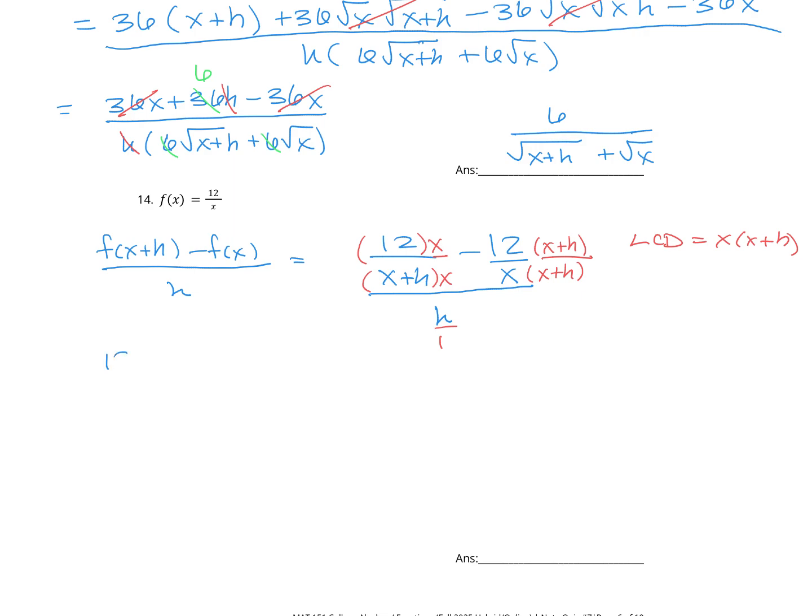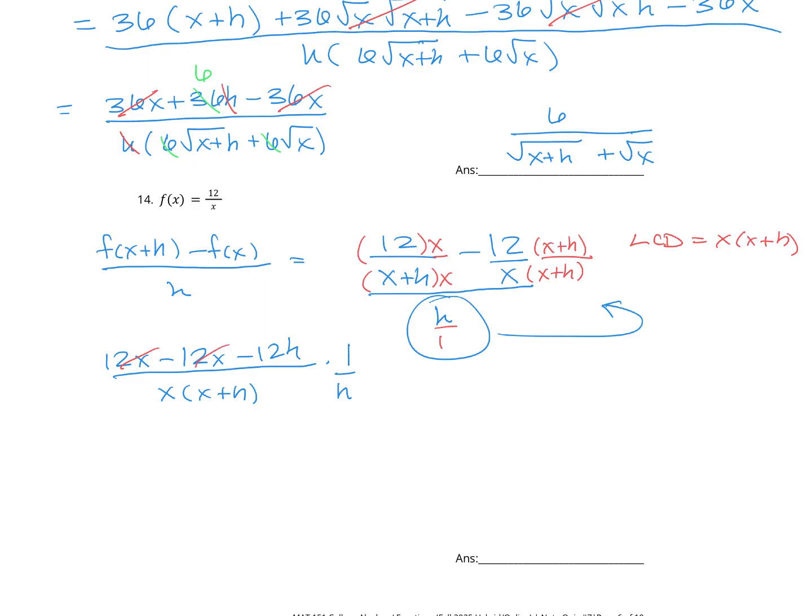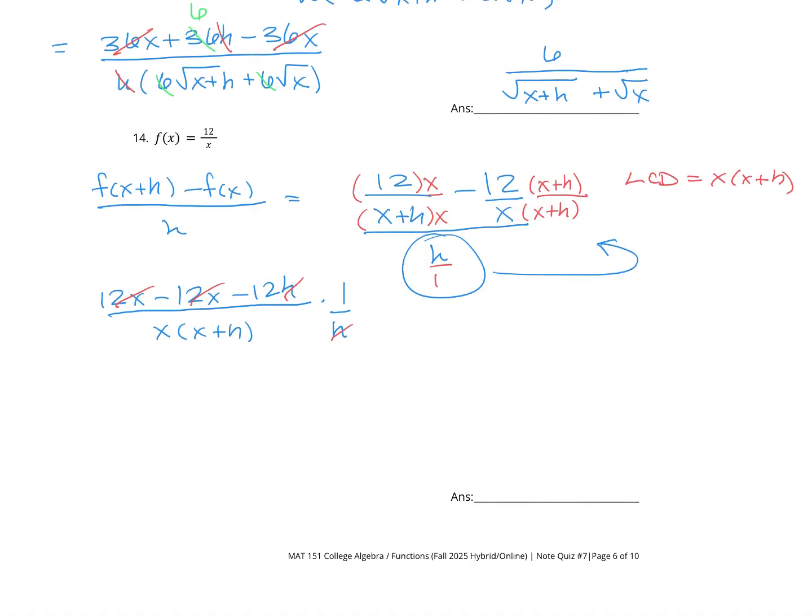So upstairs, I'm going to have 12x. If I distribute, I get a minus 12x minus a 12h. That's still sitting over top of x times x plus h. And now when I multiply and flip, I'm going to have a 1 over h. Again, we're multiplying by the reciprocal. All right, canceling out what we can. The 12x's cancel out. And you'll also notice that those h's will cancel out. So my final answer here is going to be negative 12 divided by x times x plus h. And that's the simplified difference quotient for this problem.